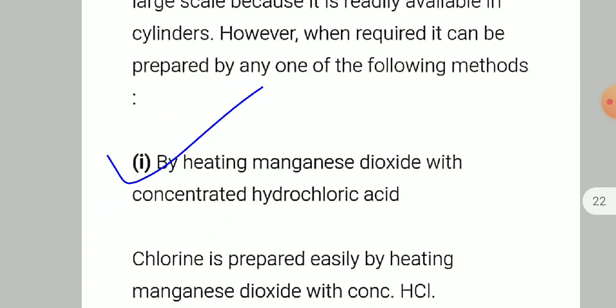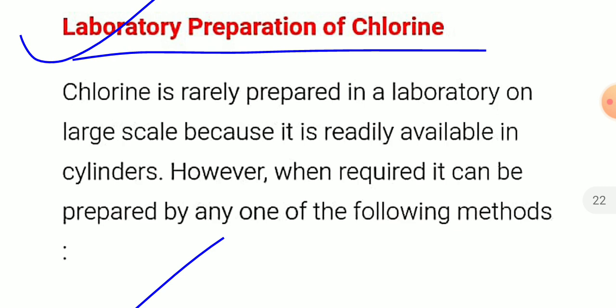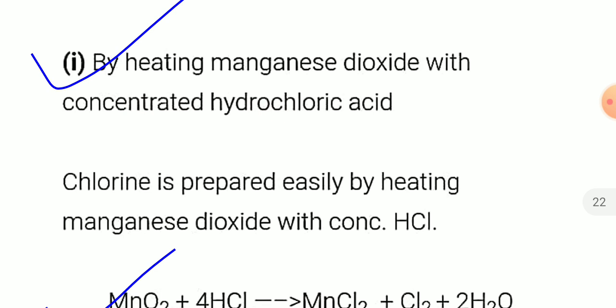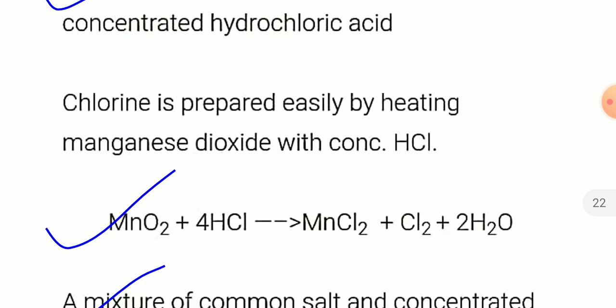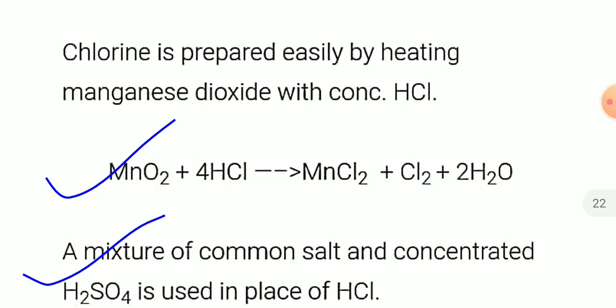Preparation of chlorine is given here. You can see a compound of a group 17 element, chlorine, first. So, laboratory preparation of chlorine: it is prepared by heating manganese dioxide with concentrated hydrochloric acid. When manganese dioxide is heated with concentrated hydrochloric acid, you will get chlorine gas.